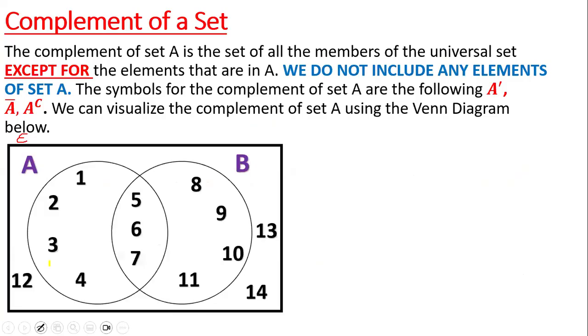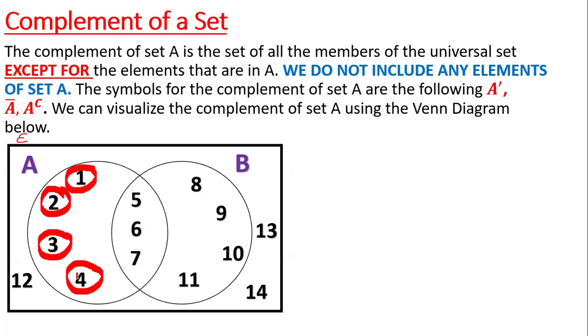So let's highlight all of the elements in set A. Is 1 in set A? Yes, sir. Okay, 1 is in set A. Good. Is 2 in set A? Yes, sir. Good. Is 3 in set A? Yes, sir. Is 4 in set A? Yes. Good. Do we include these? No, sir. No, we do not include them in the complement. Whatever's in set A, we do not include in the complement.